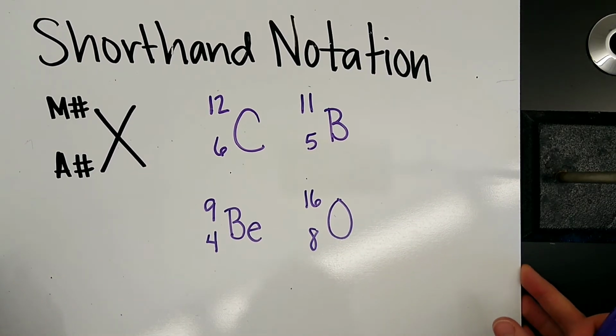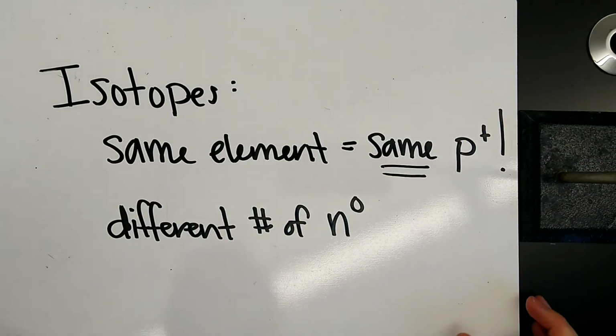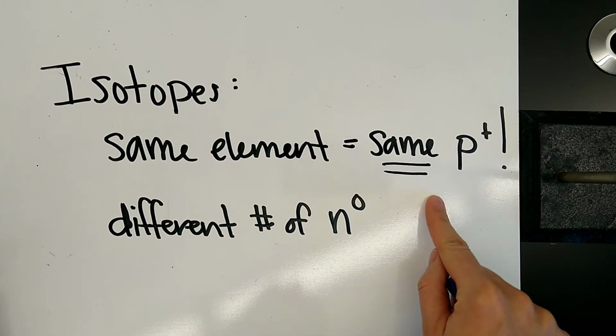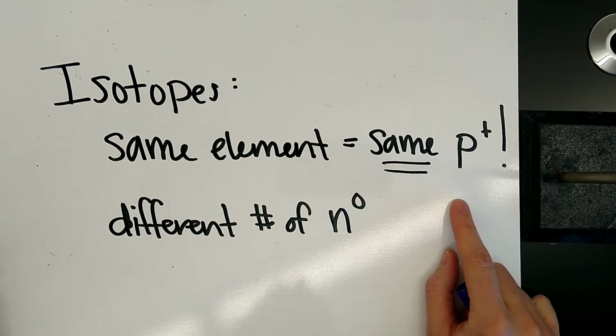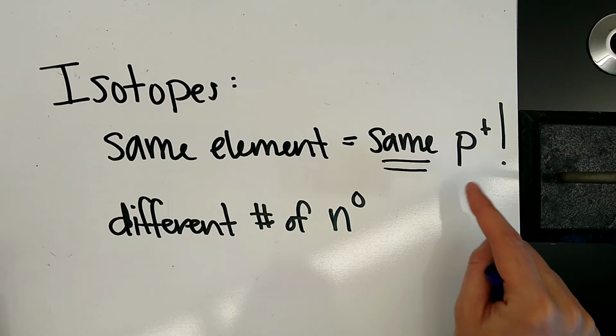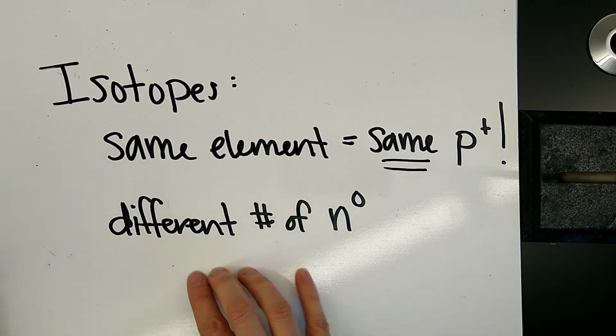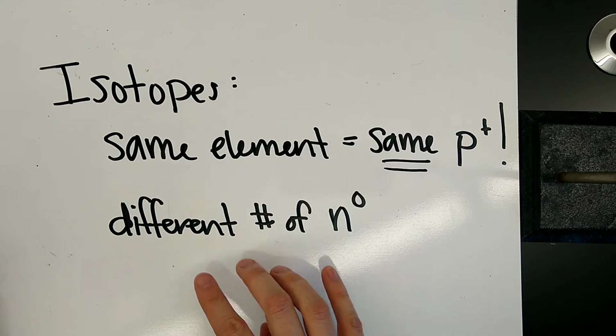Okay, now we're going to talk about isotopes. Isotopes are atoms of the same element. So if they're the same element, they have to have the same number of protons. Protons define the element as that element. Protons make you who you are. So same element means same number of protons. The difference for isotopes is the number of neutrons.